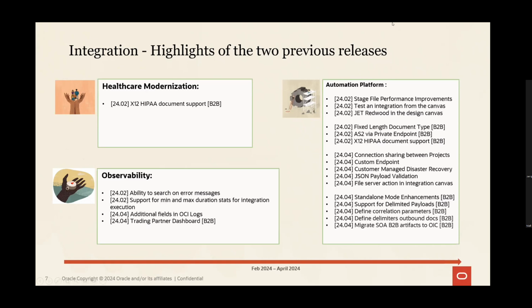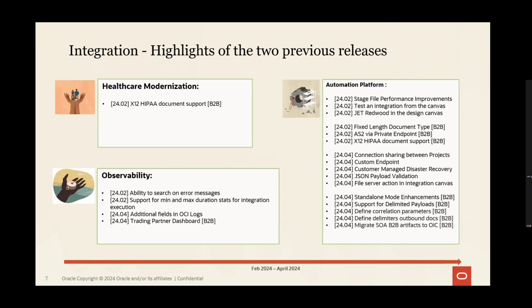Very, very important in 2402 was the stage file performance improvements, because some customers moved from OIC Gen 2 to OIC 3. They were using stage file heavily, and they found that the performance was not what they had expected. That issue has been resolved totally in the 2402 release.